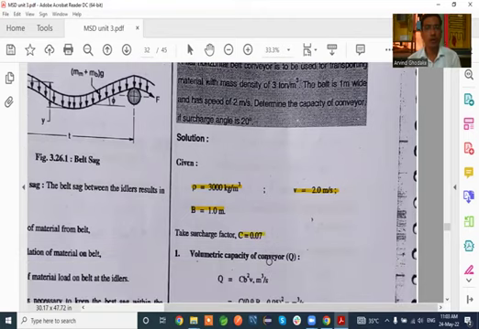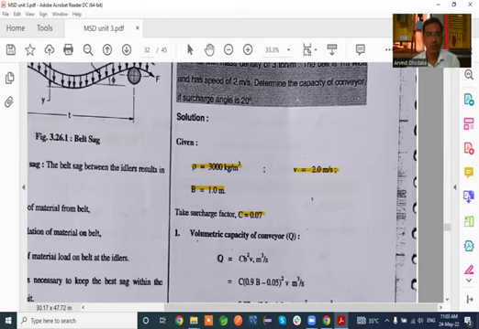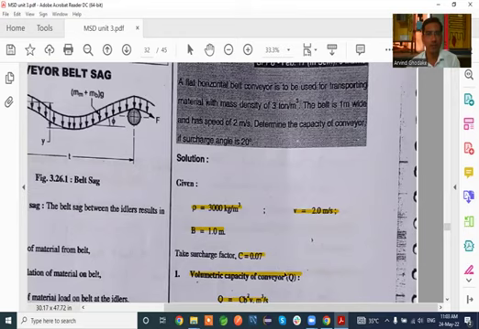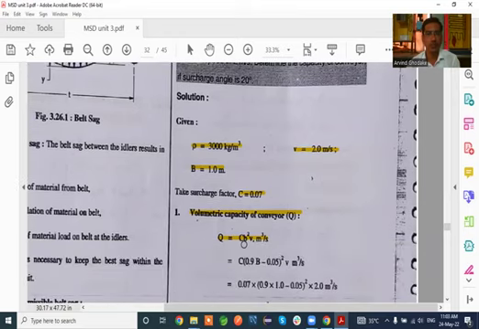Therefore, we have a formula to determine the volumetric capacity of the conveyor. The volumetric capacity of the conveyor is determined by using the formula Q is equal to C B square V. So this is the formula to calculate the volumetric capacity of the flat belt conveyor. C is the surcharge factor, B is the effective belt width, V is the velocity of the belt conveyor, and Q is the volumetric capacity of the conveyor.